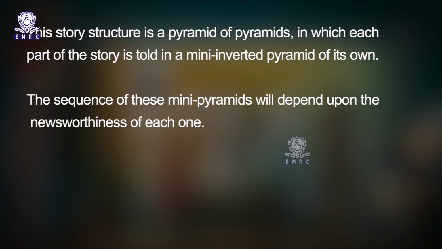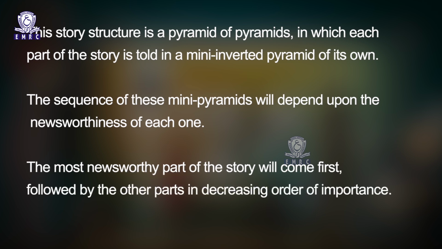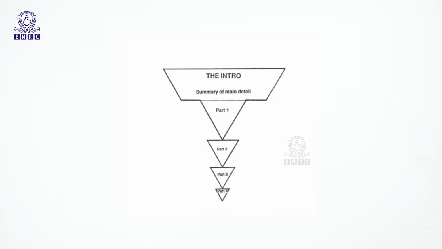The sequence of these mini pyramids will depend upon the newsworthiness of each one. The most newsworthy part of the story will come first, followed by the other parts in decreasing order of importance. See the example diagram which explains this style. Just as you have to rank key points in their order of newsworthiness in order to write the intro, so you have to rank these mini pyramids into their order of newsworthiness in order to write a complex story.